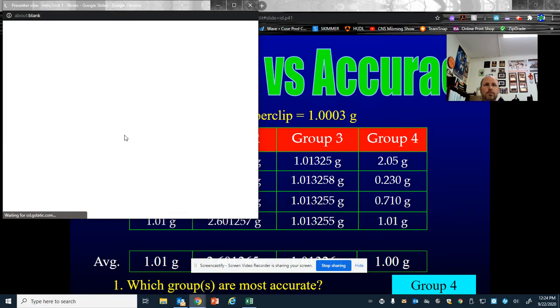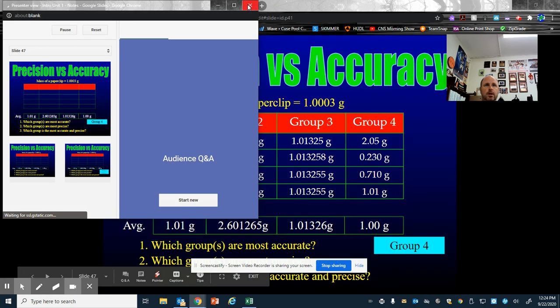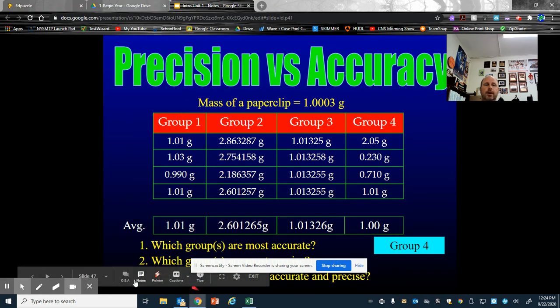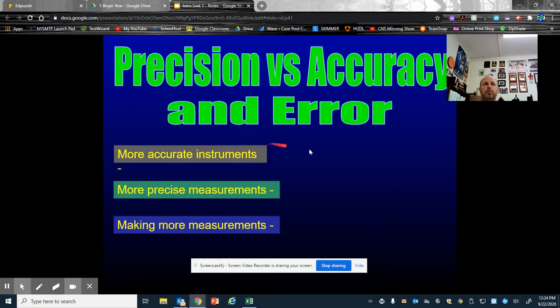So now, oops, I don't know what just happened there. There we go. Oh, I clicked the bottom. That's why. My bad. Anyways, let's see if I can get. Okay, so here we go.